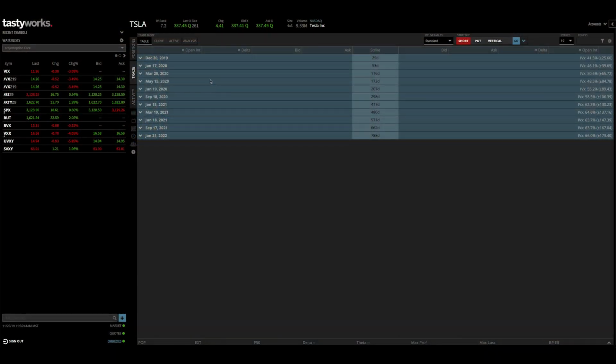I just opened up tastyworks and right now I'm on the Tesla option page, and this is accessed by going to the trade tab right here on the left hand side. And we know I have Tesla options pulled up because I've entered Tesla into this search box up here, and once you do that, all of the information that you see on the platform will be relevant to Tesla. So this is the option chain for Tesla, so these are the different expiration cycles.